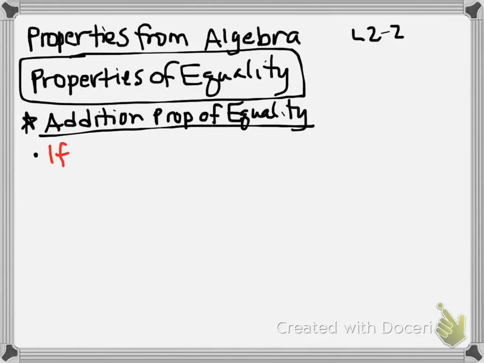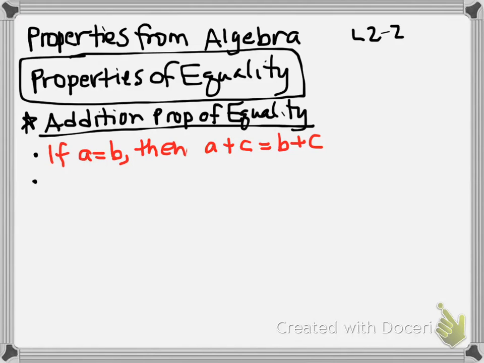If A equals B, then A plus C equals B plus C. So basically I'm adding the same value C to both sides. And that, again, we did that a ton. Now, it also has a second case. And the second case is the one that tends to show up in proofs. Not this first case, but the second case.